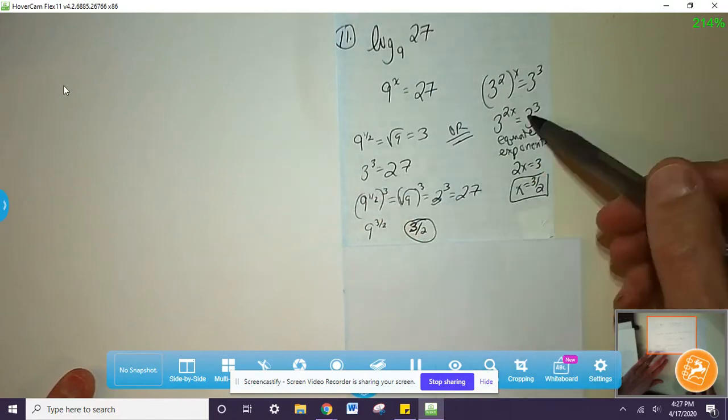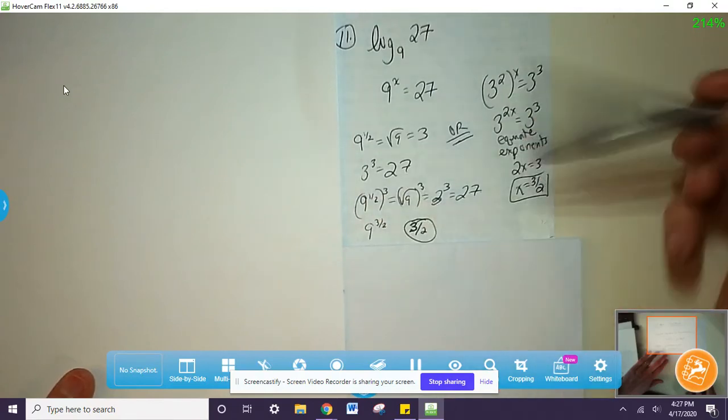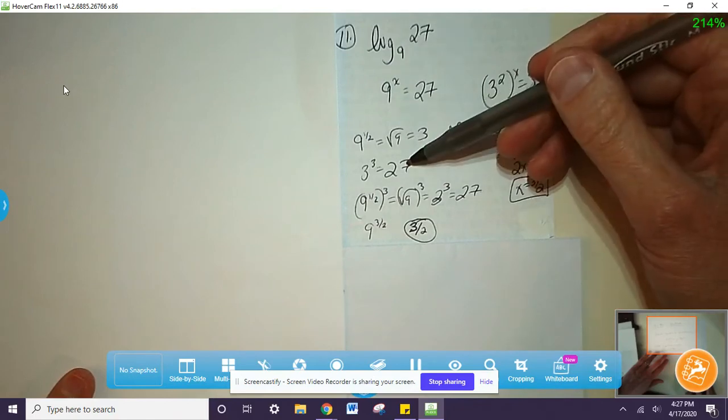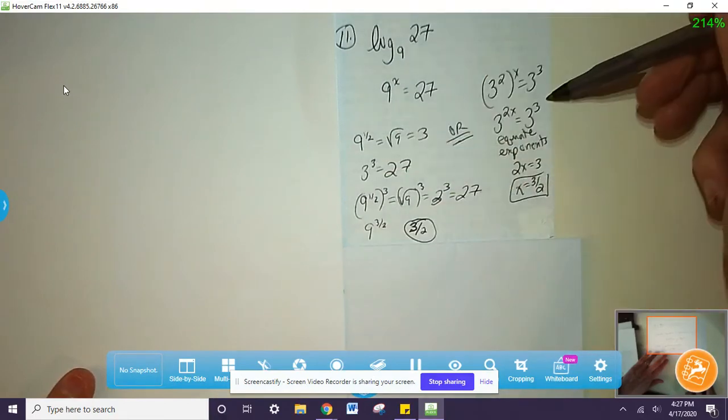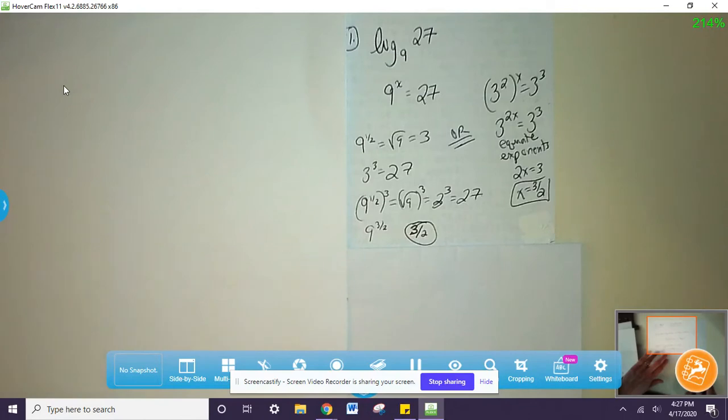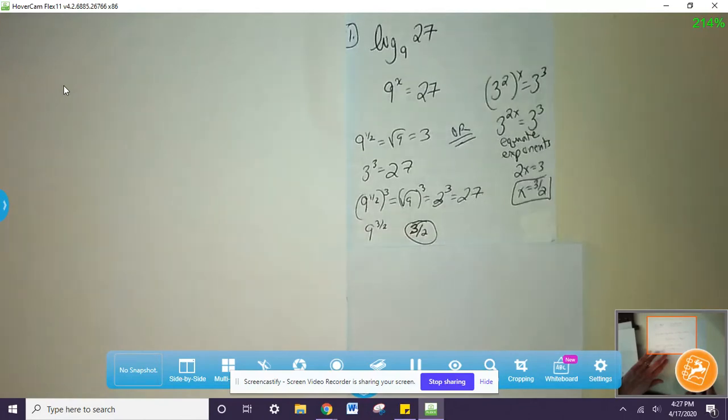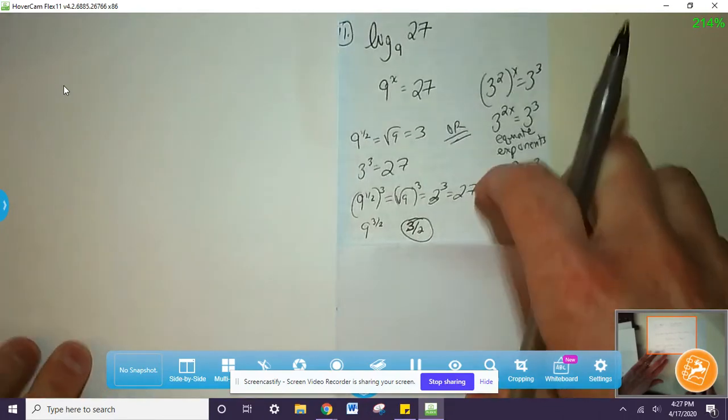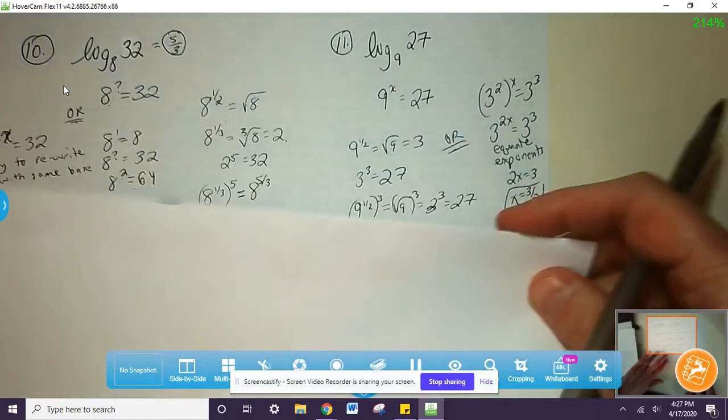You do not need to know both ways to do this. If you really like this one, you never have to do the other. But if you want to work with both, that's great. You just need one way to solve it. Okay. Next problem.